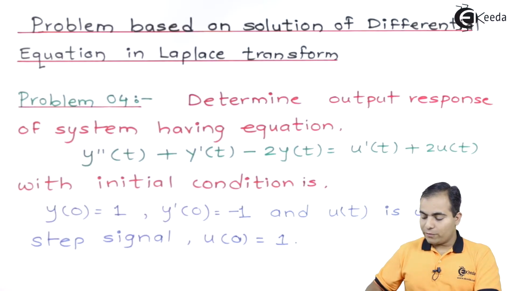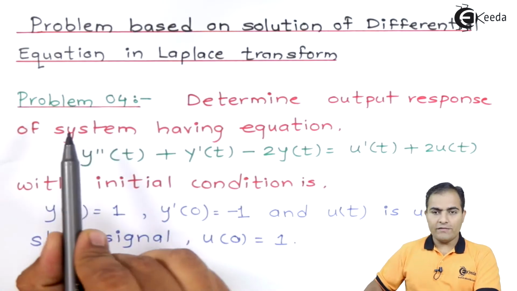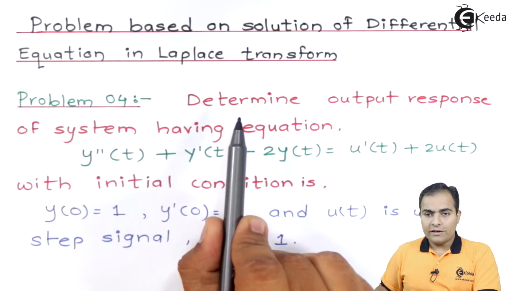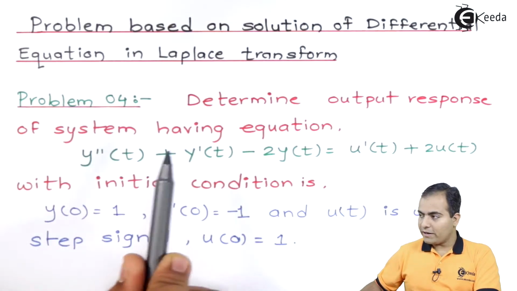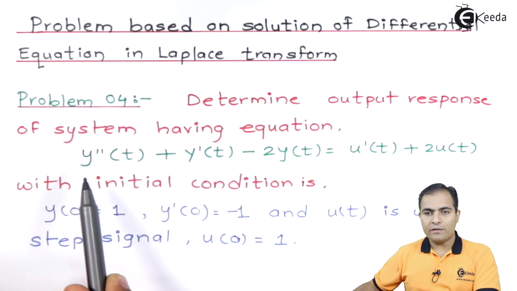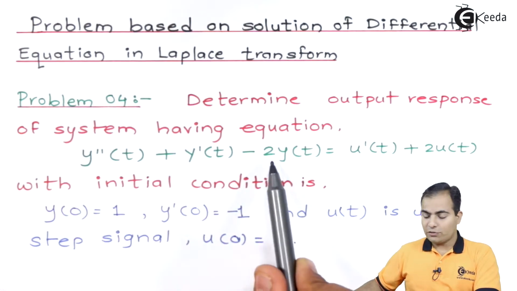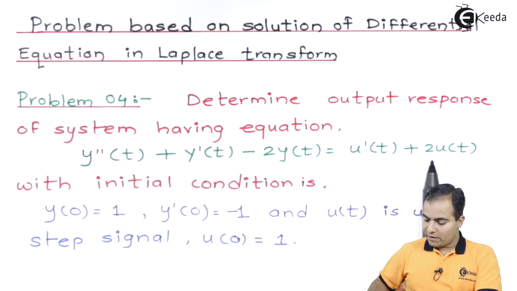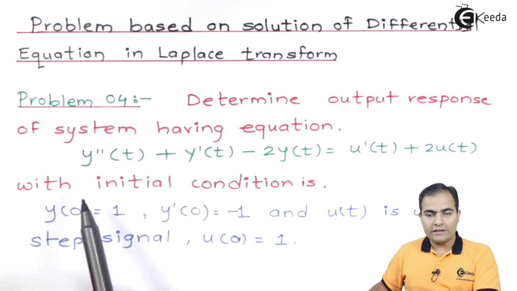Now, the problem number 4, what is mentioned? Determine the output response, or you can say the total response, of the system having the differential equation y double dash of t plus y dash of t minus 2 y of t equal to u dash of t plus 2 u of t, where u of t is nothing but the unit step. Some initial conditions are also given: y of 0 is 1 and y dash of 0 is minus 1.